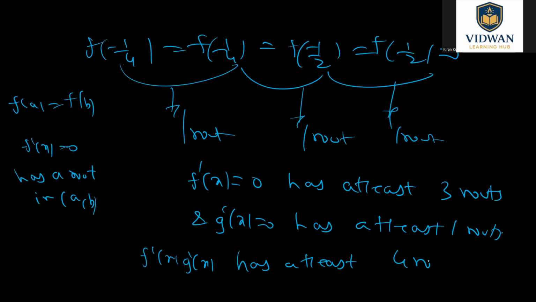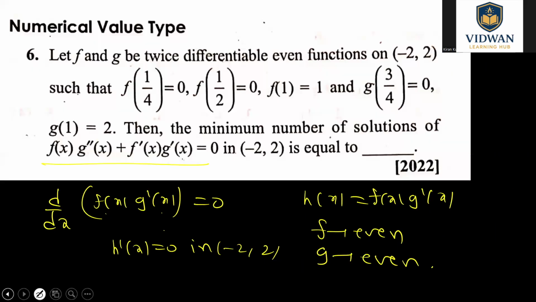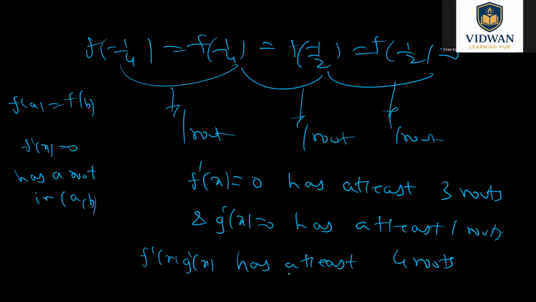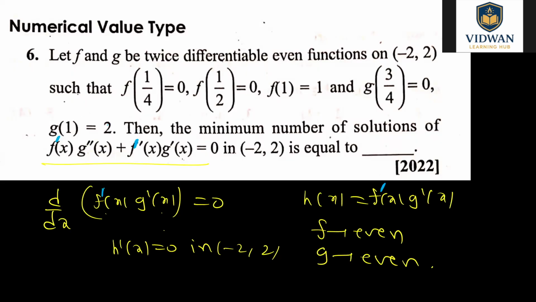But there the function doesn't have f dash x, it is just f of x into g dash x. So probably in the question, it could be something like f dash x, f double dash x. Then it will be correct. So then this will be d by dx of f dash x into g dash x. Then your answer will match. So f dash x into g dash x has at least 4 roots. So probably this should be f dash x.